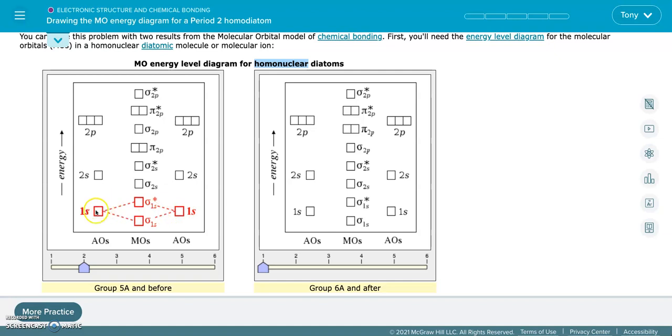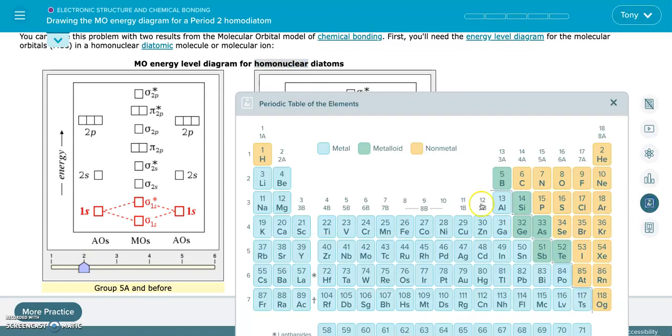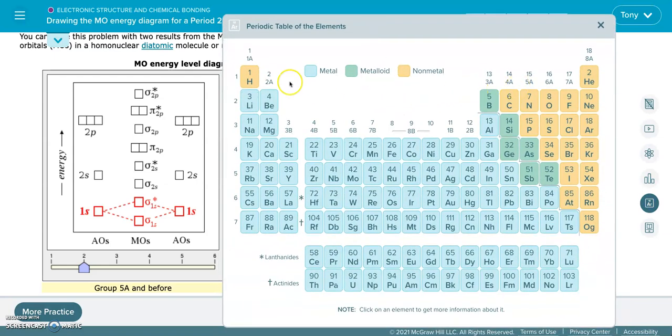Anytime we overlap 2 atomic orbitals, we get out 2 molecular orbitals, and that's what we're seeing here. This one is for group 5A and before. This one is for group 6A and after. If we look at our periodic table, up here we've got our labels 1A, 2A, 3A, 4A, 5A, 6A, 7A, 8A. Anything from 5A and before, so 1A to 5A, is going to behave like this. Things from 6A and above, 6A, 7A, 8A, theoretically, are going to behave like this.